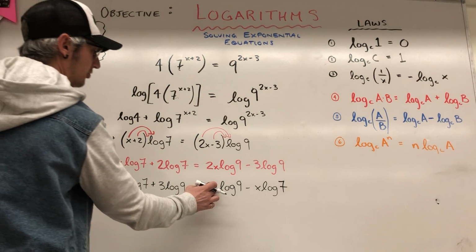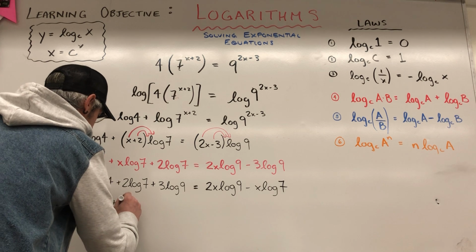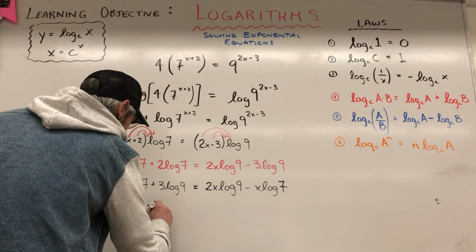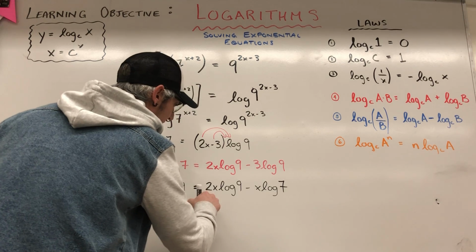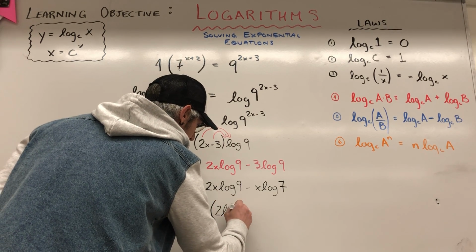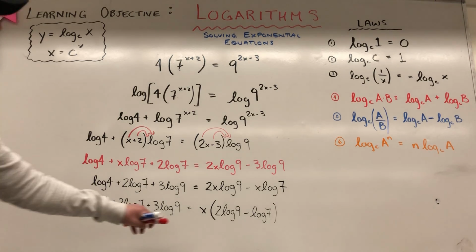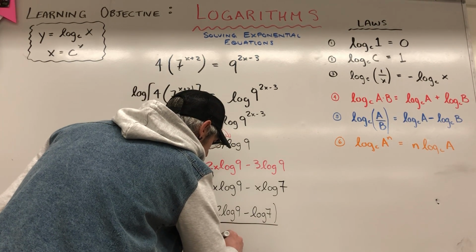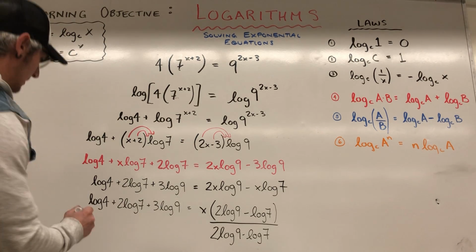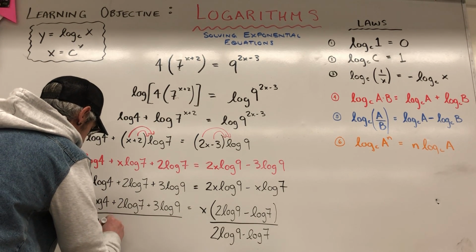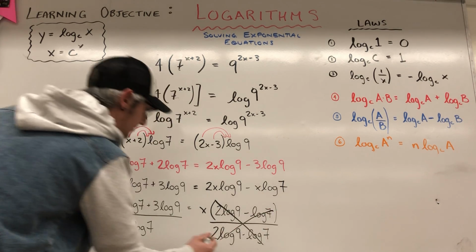And now I'm going to just factor out my x here. So I get log 4 plus 2 log 7 plus 3 log 9 is equal to x times 2 log 9, which gives me 2x log 9, and x times negative log 7 gives me negative x log 7. Now, all I have to do to isolate for x is divide both sides by this. Okay, and this goes away, and here's my answer.